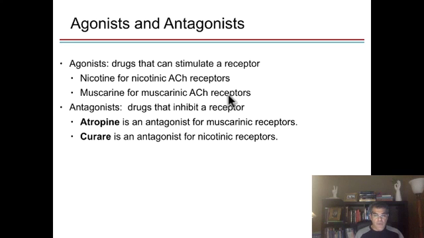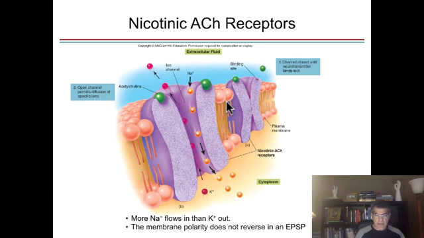However, if you come up with a drug that sits on the receptor and blocks it so acetylcholine cannot sit on it anymore, that is called an antagonist. Sometimes you want to block the receptor so the neurotransmitter cannot sit there. For instance, in the case of the muscarinic receptor, we have a drug called atropine. Atropine is going to block the muscarinic receptor. And in the case of the nicotinic receptor, we have another drug called curare. Let's take a look at this diagram and see how the nicotinic receptor works.